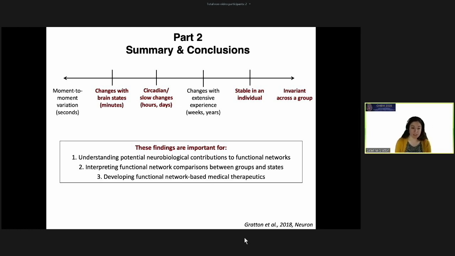And finally, I think this is exciting in terms of the potential to use functional connectivity approaches in different types of medical therapeutic applications, suggesting that their stability, their reliability, and their sensitivity to individual differences may make them very useful targets as biomarkers or for applications such as in neurosurgical planning.